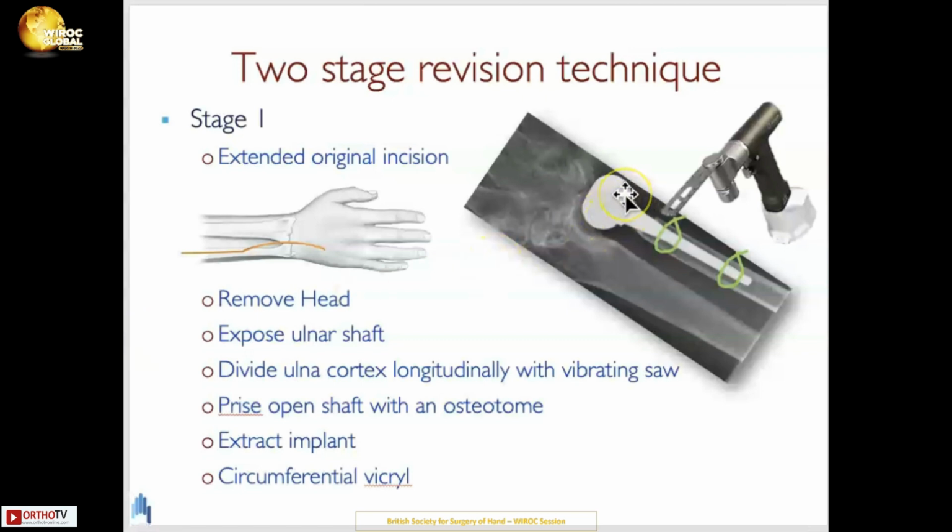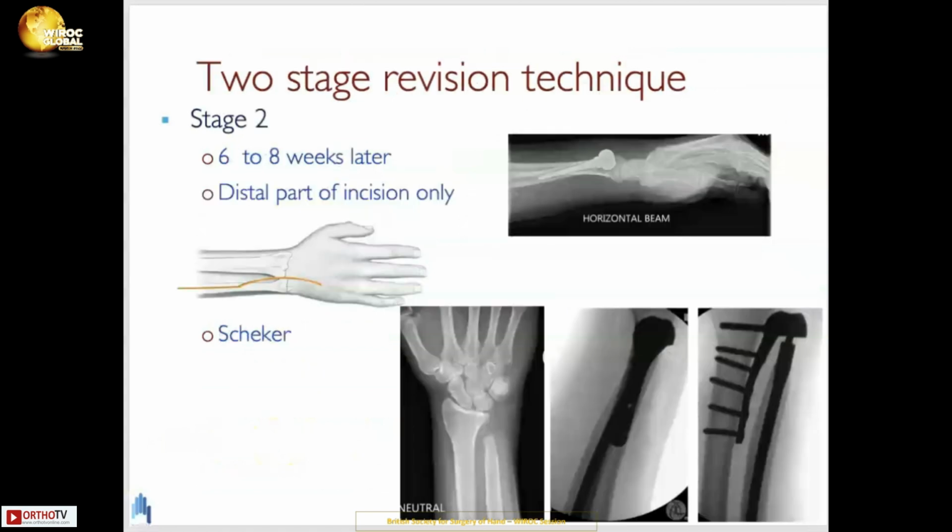You take off the head, it's modular. Now the ulnar shaft won't come out unless it's loose, and it usually isn't loose. So you can take a saw, and vibrating the saw longitudinally, you can cleave open the ulnar shaft with an osteotome. It will just split open enough for you to break the bond between the implant and the bone. And you can knock out the stem and then put 2 Vicryl sutures around the stem to close the gap. And then I'd leave that for a few weeks to let the bone settle down. And then 6 to 8 weeks later, you just need to use the distal part of the incision, and here you are replacing it with a Shecker.